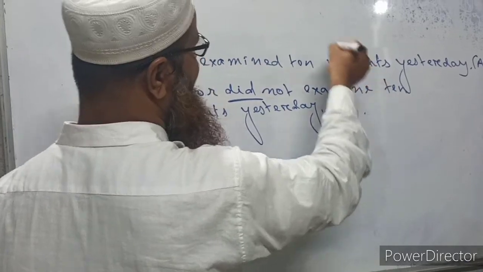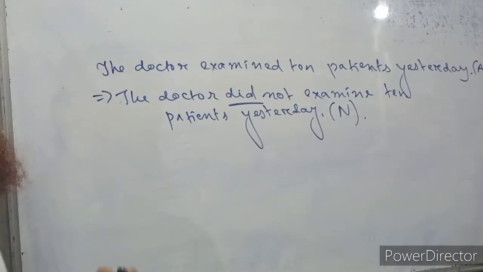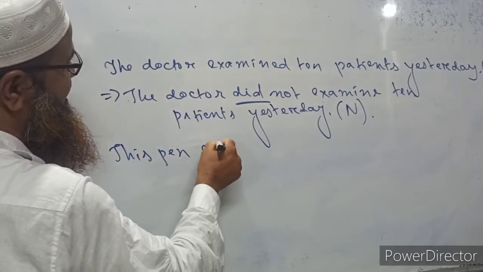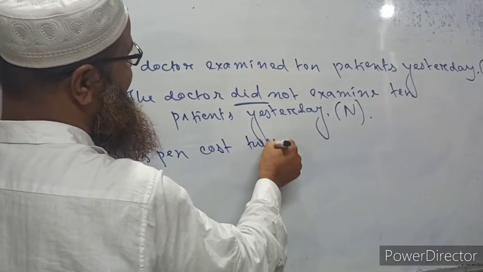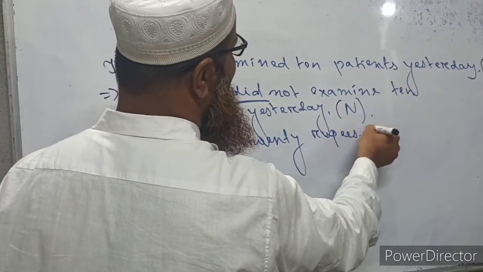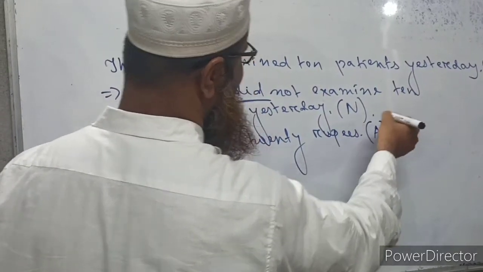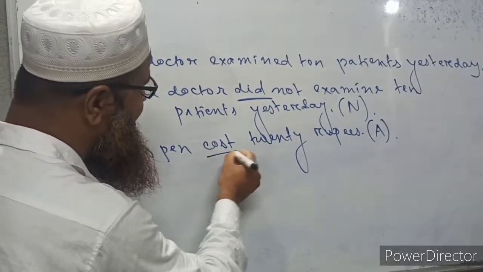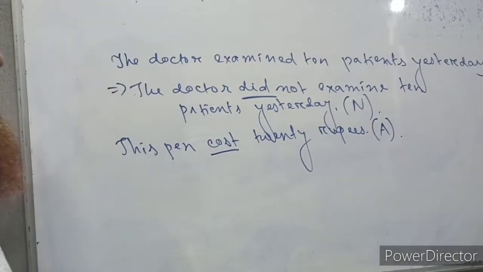This is in negative form. This pen cost 20 rupees. Sometimes such sentences make us puzzle whether we'll take the help of do or does or did.